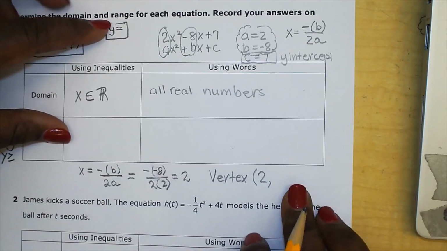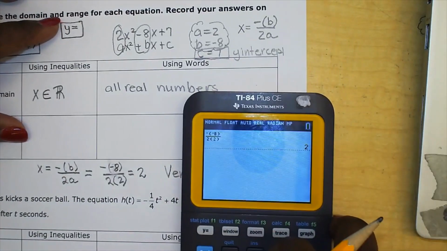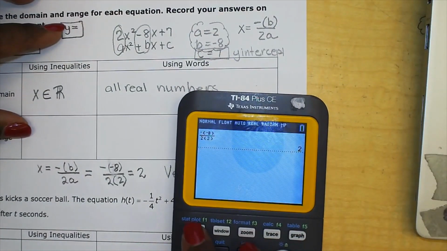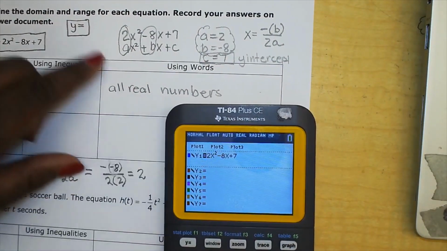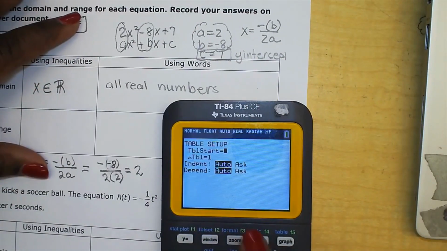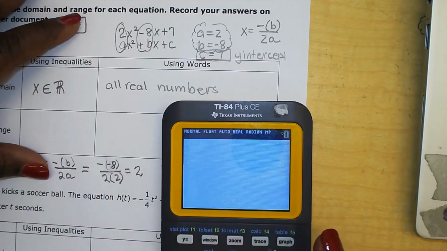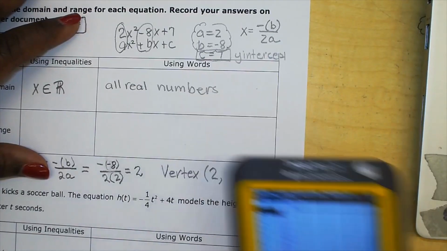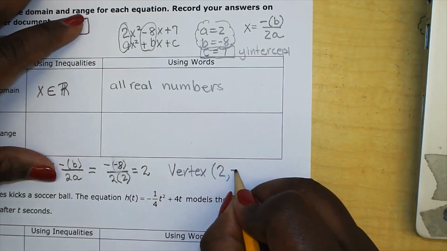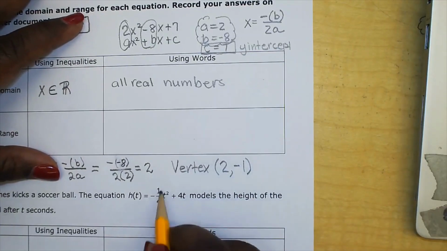What's the y value? In order to find the y value, you know that our equation is here in y equals. Press second window, and put 2 here at table start, and press second graph. Our y value is negative 1. So once we find the axis of symmetry, we can find the vertex.